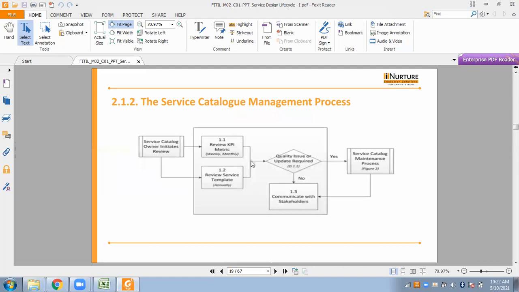After both reviews, the quality issue or update requirement is checked. This is basically a DFD, a data flow diagram, kind of a thing. Then in the next phase, quality issues or updates will be required. If it is yes, then the service catalog maintenance process starts, and if it is no, then it is communicated to the stakeholder.